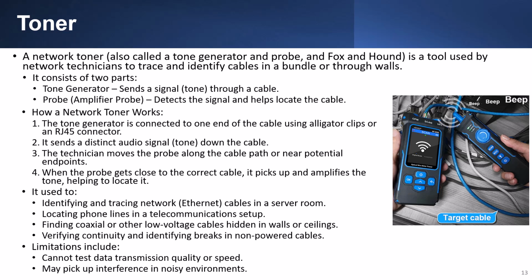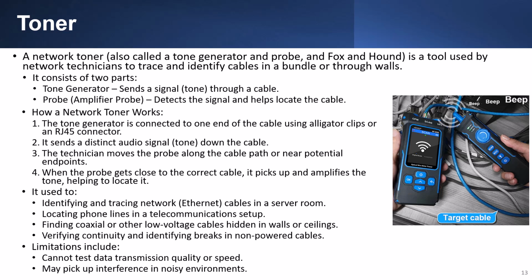The network toner works by the following process. The tone generator connects to one end of the cable using alligator clips or an RJ45 connector. It sends a distinct audio signal or tone down the cable. The technician moves the probe along the cable or near potential endpoints. When the probe gets close to the correct cable, it picks up and amplifies the tone, helping to locate it.